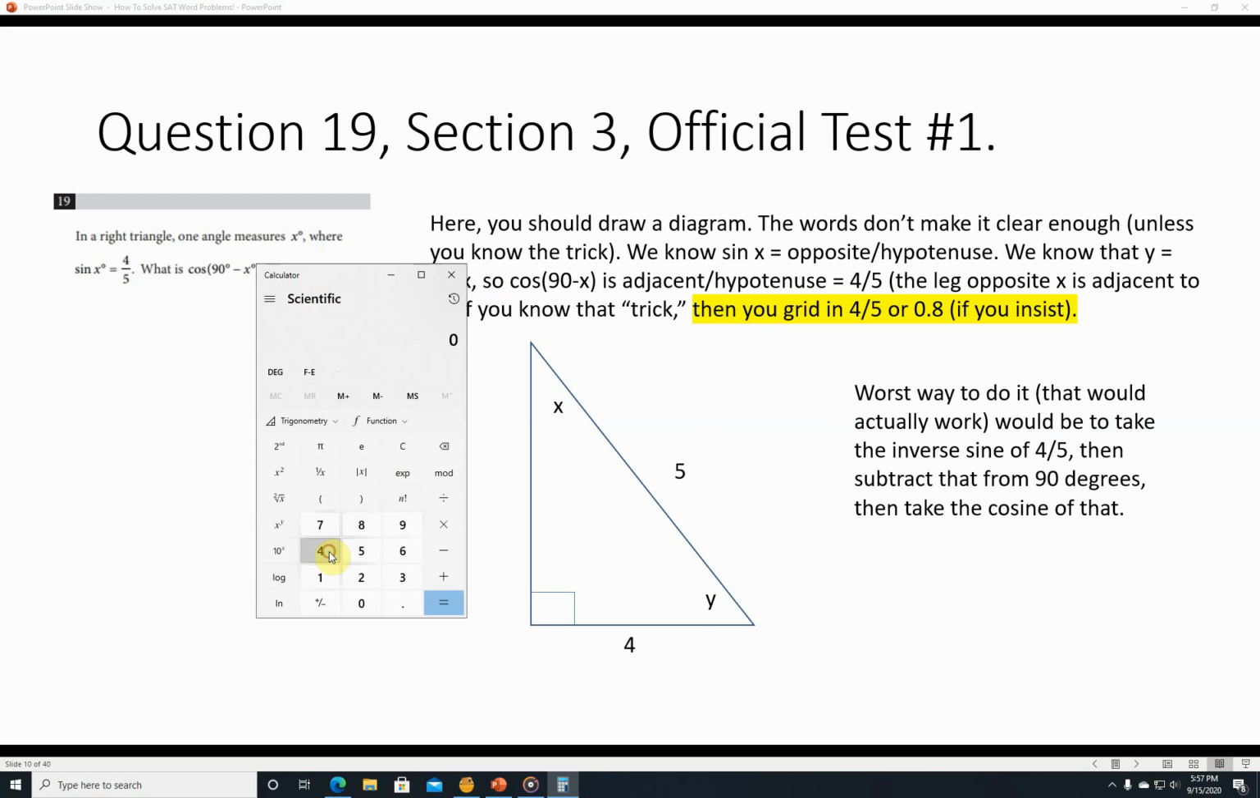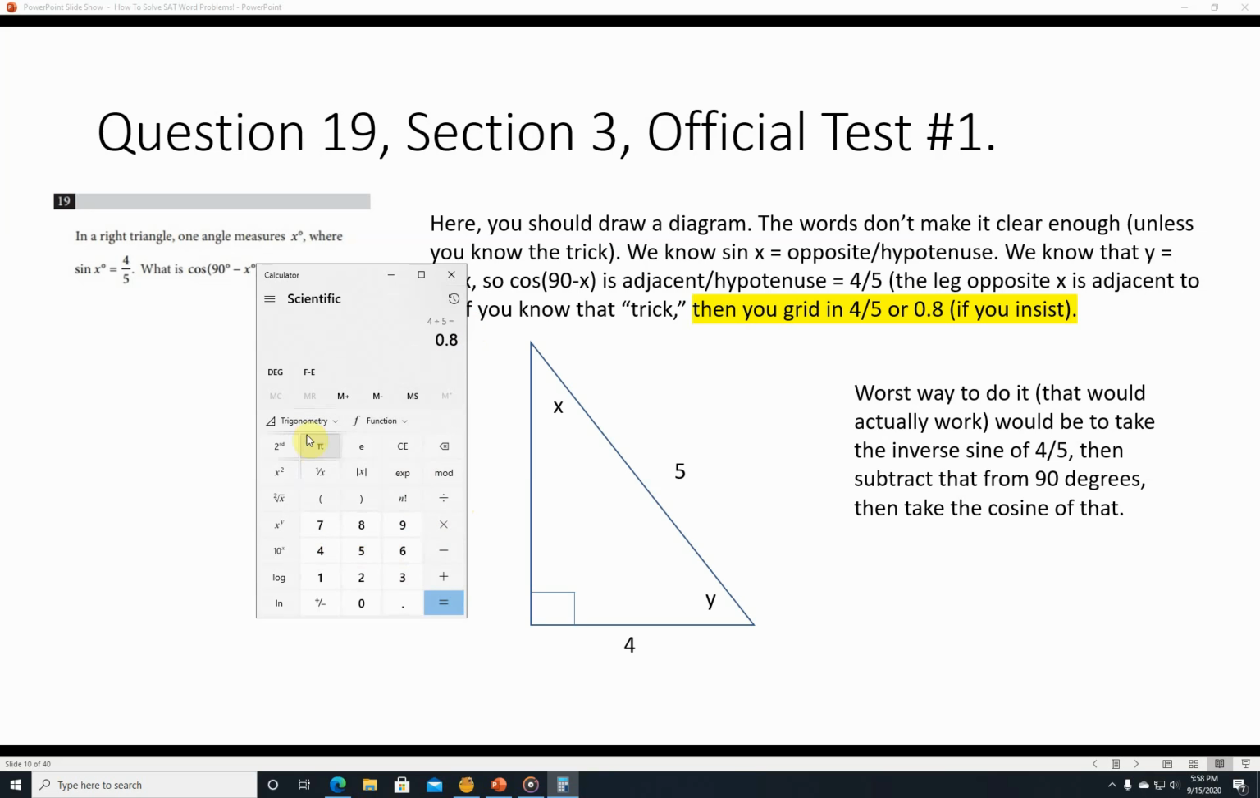And we're going to take 4/5, 0.8. Then we go take the inverse sine of that. We get 53.13 degrees roughly. And then we take the cosine of that. And voila, you get 0.6. So that's going to be, you know, oh, wait a minute, I did it wrong. See, that's one reason you don't want to do it, is because there's too many moving parts.